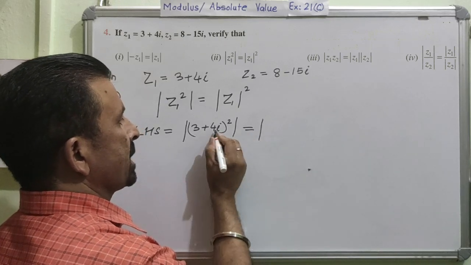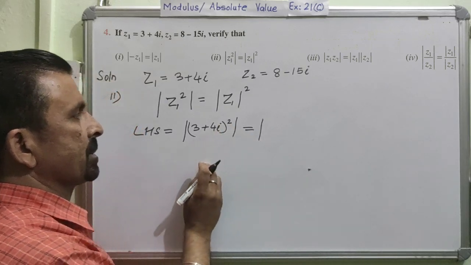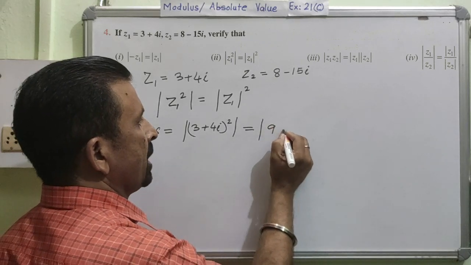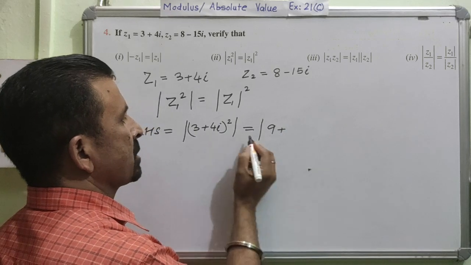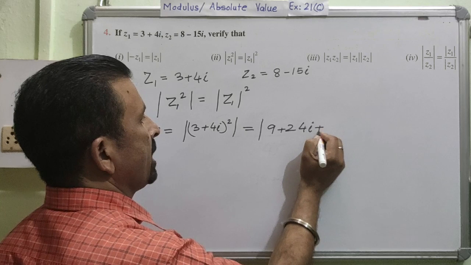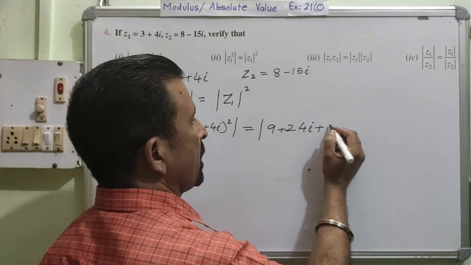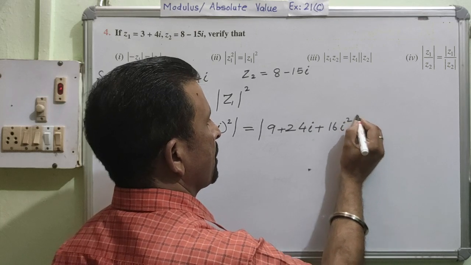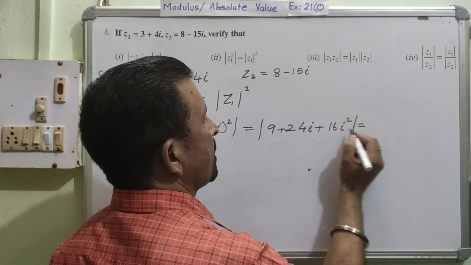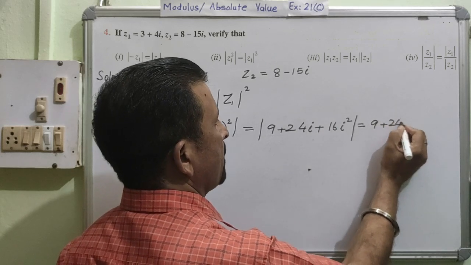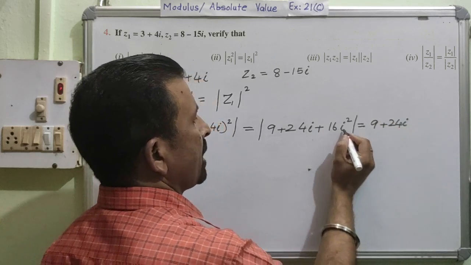Modulus of (3 + 4i) whole square. We can apply the (a + b) whole square formula. So it will be 3 square, that means 9, plus 2ab, that is 2 times 4 times 3, which is 24i, and then the square of the second term, that is (4i) square, which will become 16i square.